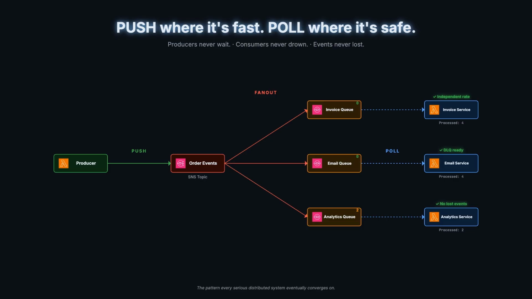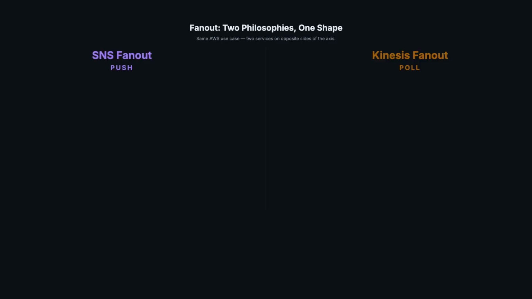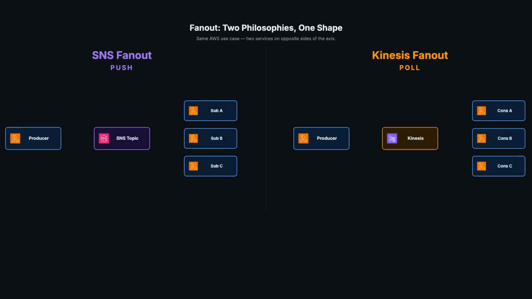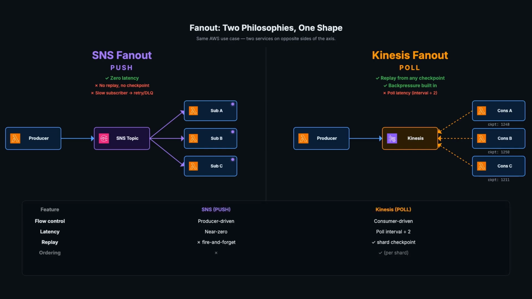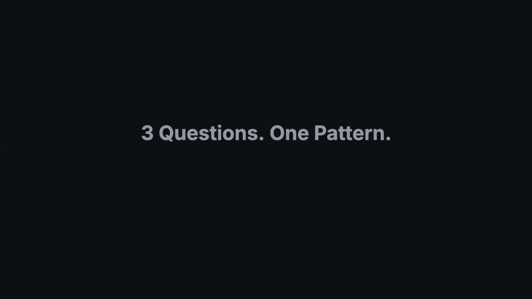But here's the deeper point. Fanout itself isn't push or pull. AWS gives you both. SNS fanout is push. Subscribers get hit the instant a message arrives. Kinesis fanout is pull. Consumers read at their own pace, from their own checkpoints. Same shape, opposite philosophy. Now, here's the 3-question cheat sheet.